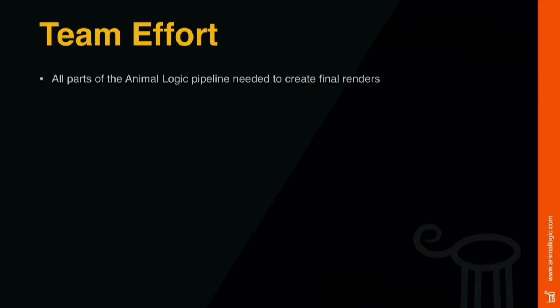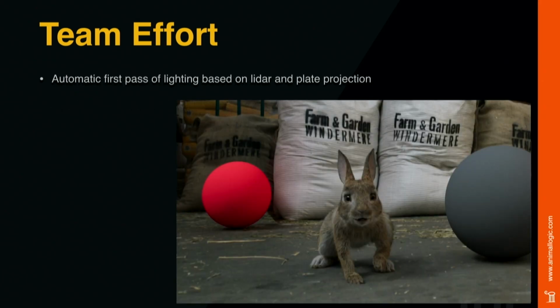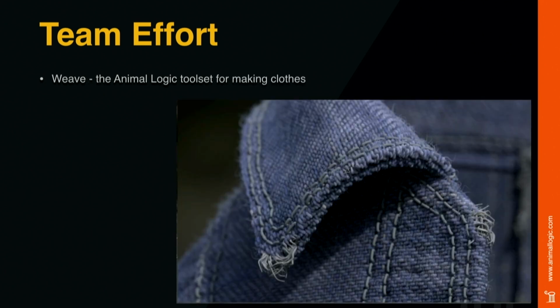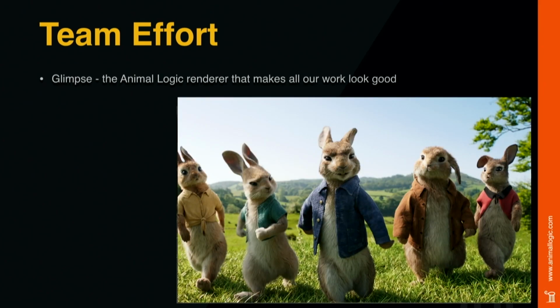And even with all the automation within character effects, without the rest of the Animal Logic pipeline, we basically wouldn't get an excellent looking render. So this includes any update to assets automatically delivering to downstream departments. We have an automatic first pass of lighting based on some LiDAR and plate projection. We have Alfro, which is our tool set for grooming and rendering hair. We have Weave, the tool set that makes all the cloth look nice. And we have Glimpse, our renderer that makes everything look really pretty in the end.